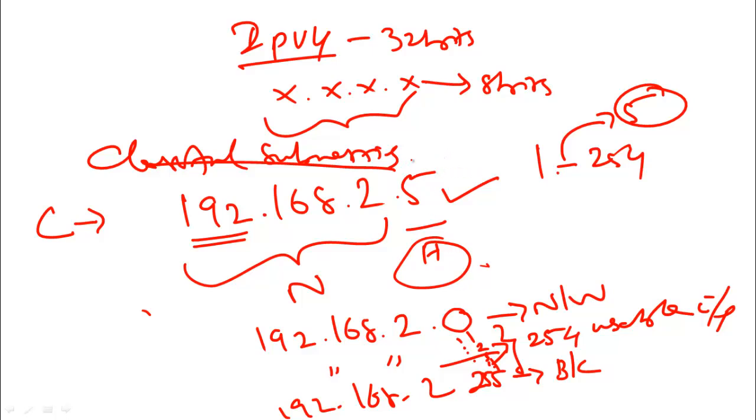How did we arrive at this value? Why not more than 255? I told you that for any octet the value is going to be from 0 to 255. Not only for this octet, it could be for this, for this, for this. For any octet, the range is going to be from 0 to 255. Why is that?